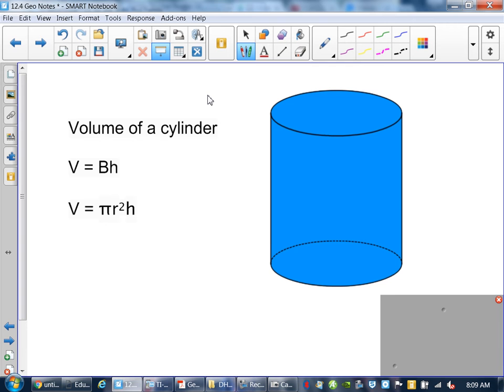Volume of a cylinder. A cylinder is just a prism with what type of bases? Circles. So what's the area of every single circle? Pi r squared. So the formula, instead of writing the area of the base times how far apart they are, the volume of the cylinder is just going to be pi r squared times how far apart the bases are. That's it.